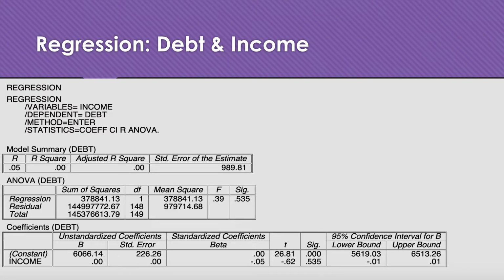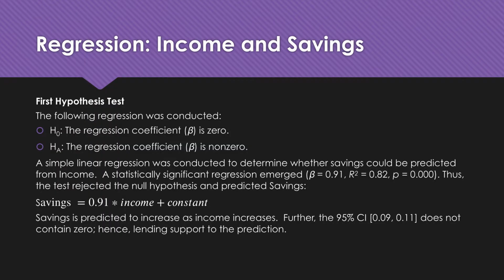So here is the result. As you can see, the r squared is 0, the p-value is 0.535, and the confidence interval is minus 0.01 to 2.01. Generally, if the confidence interval passes through 0, then there may not be any regression. Okay, let's move on to the next use case.